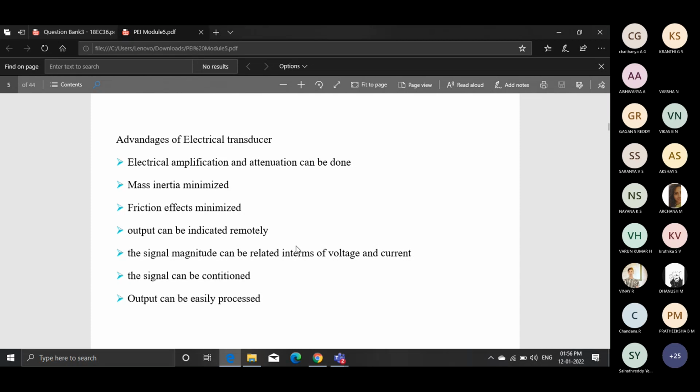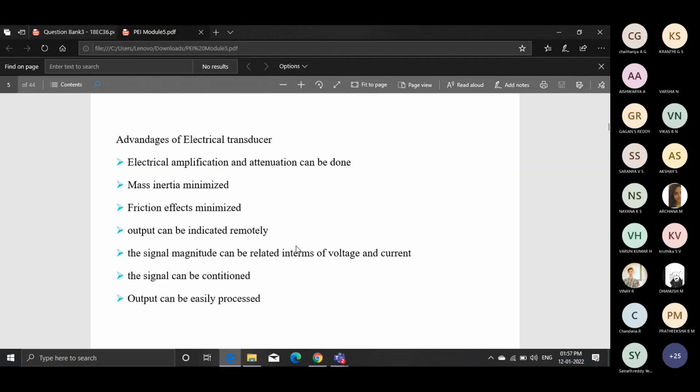So total mass inertia can be minimized. Friction effects can be minimized. Once it has been converted into an electrical signal, any friction or inertia can also be minimized. Output can be indicated remotely. Whatever we receive, we can send to a remote location. Assume in the classroom I have received the data, but we can send it remotely, anywhere. That is the advantage of electrical transducers.